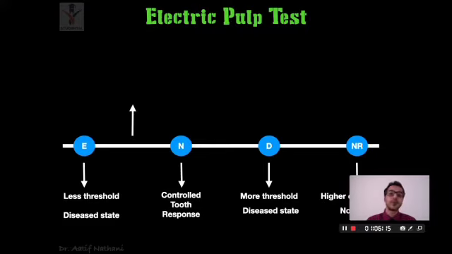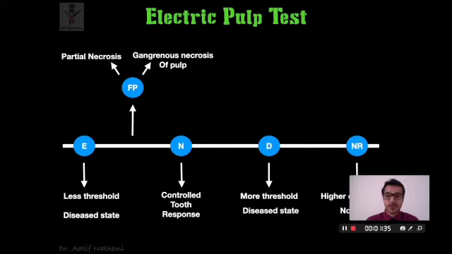You need to correlate it with the other tests. And there are 2 responses apart from these, which are the false positive and false negative responses. First of all, let me tell you where you can get false positive responses. In partial necrosis or gangrenous necrosis of the pulp, you'll get a false positive where the pulp is dead completely, but the electric pulp test will give you a positive response as if the pulp is still alive.